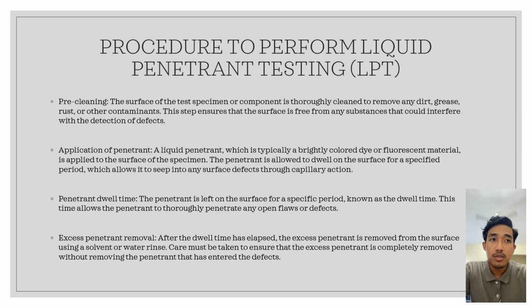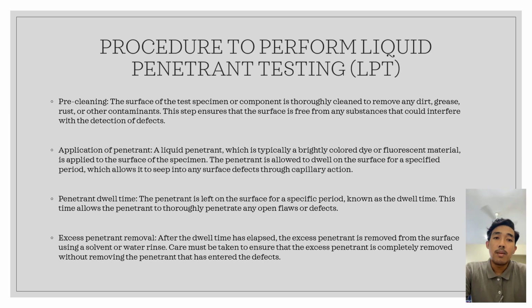Next is the procedure to perform liquid penetrant testing. First is pre-cleaning. The surface of the test specimen or component is thoroughly cleaned to remove any dirt, grease, rust, or other contaminants. This step ensures that the surface is free from any substance that could interfere with the detection of defects.